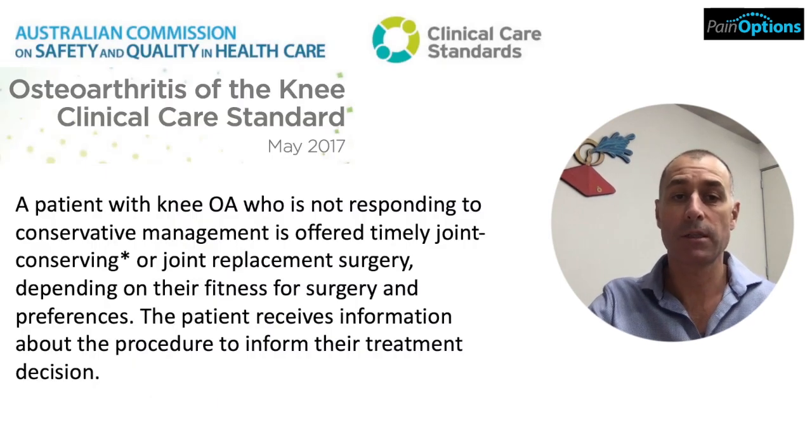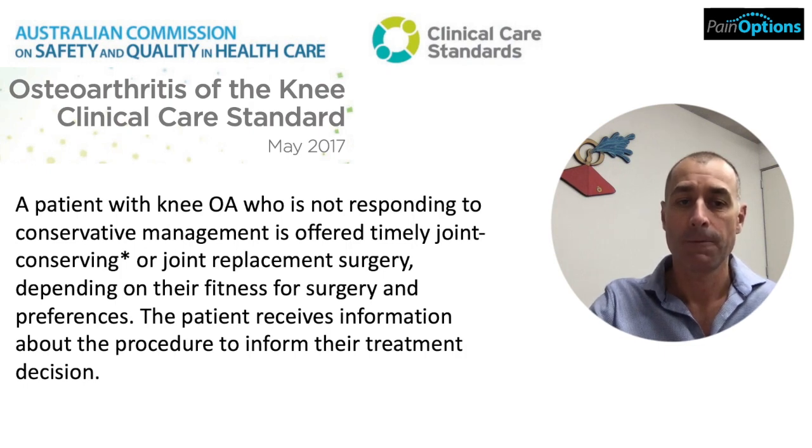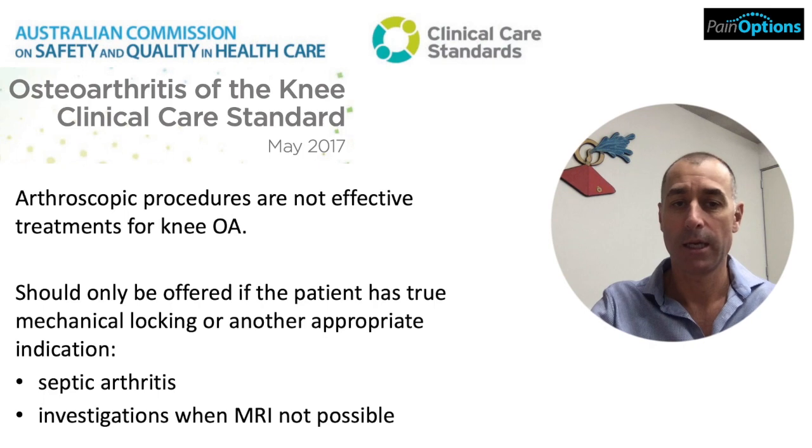So there are guidelines around knee surgery. This is the Australian Commission on Safety and Quality from 2017. Knee OA not responding to conservative management is offered timely joint conserving or joint replacement surgery depending on their fitness for surgery and preferences, and the patient receiving information about their treatment decisions. So again, that's quite broad. They're clear though, arthroscopic procedures are not effective treatments for knee OA and should only be offered with true mechanical locking, as we've mentioned, or if there's septic arthritis in the knee or other investigations can't be undertaken and they need to do arthroscopic investigation of the knee.